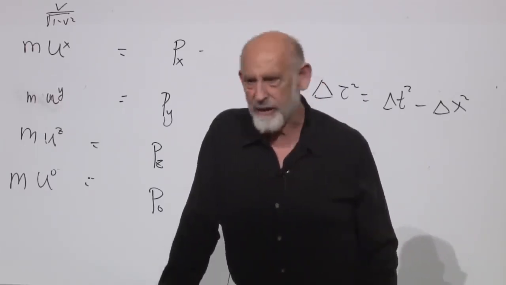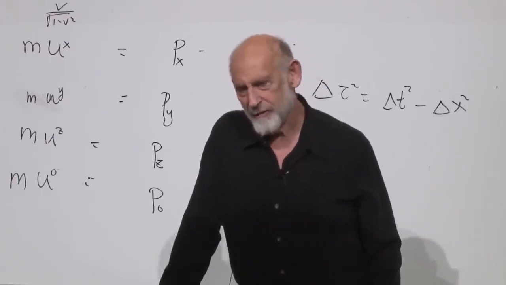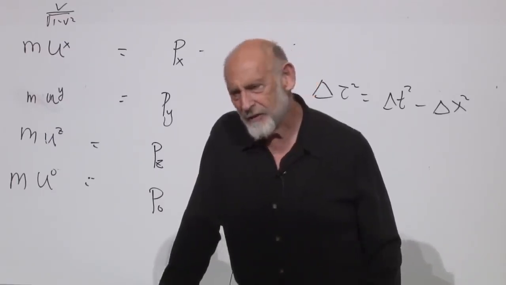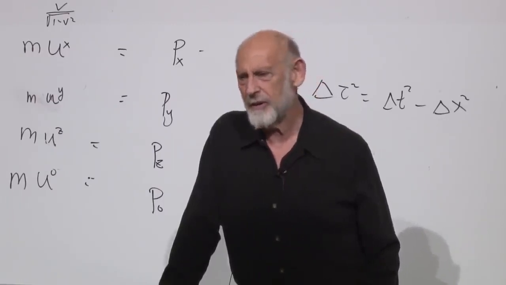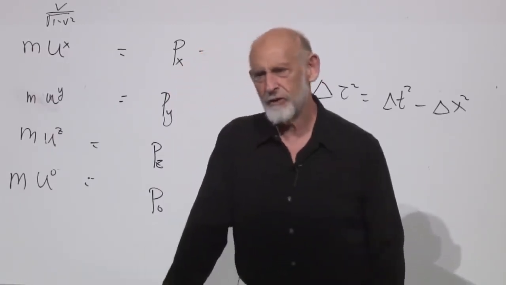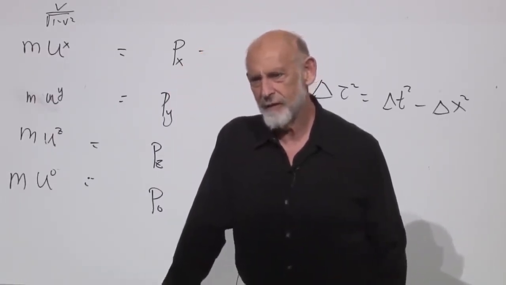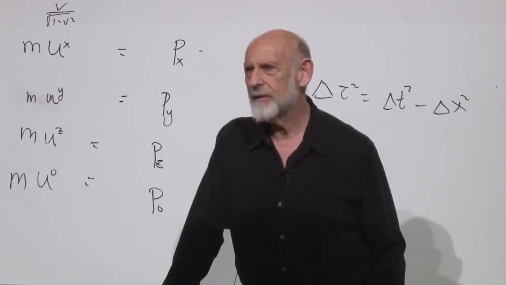Because at rest dt/dτ is 1. In motion, it's not 1. And it's telling you how the energy changes as a function of velocity, but nothing more than that.